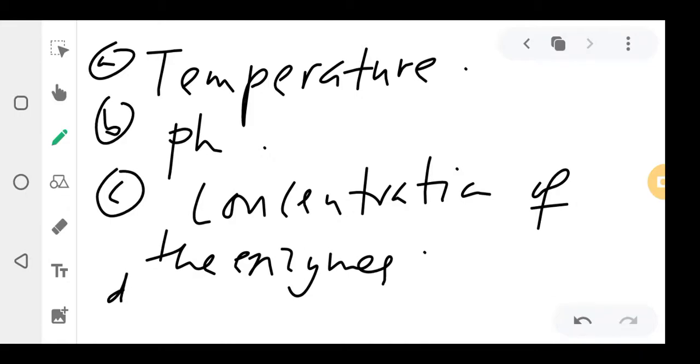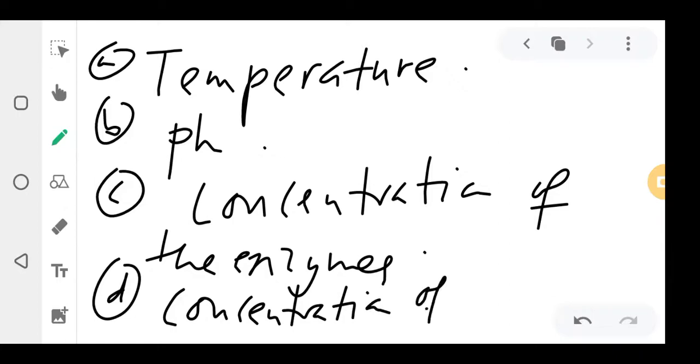Last but not the least, I will just end here. The concentration of the substrate, which is the food substance. Okay? The substrate. So the concentration of the substrate.